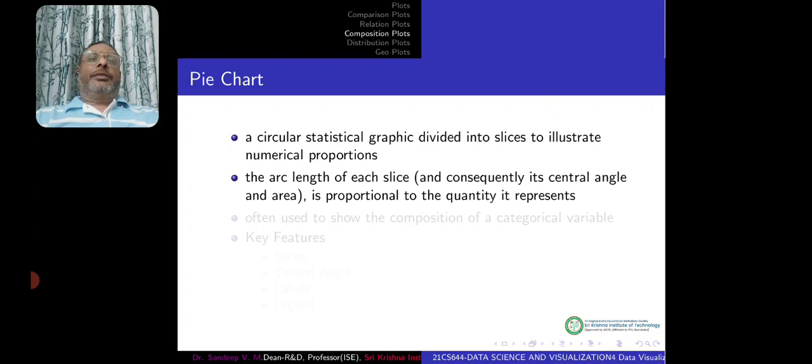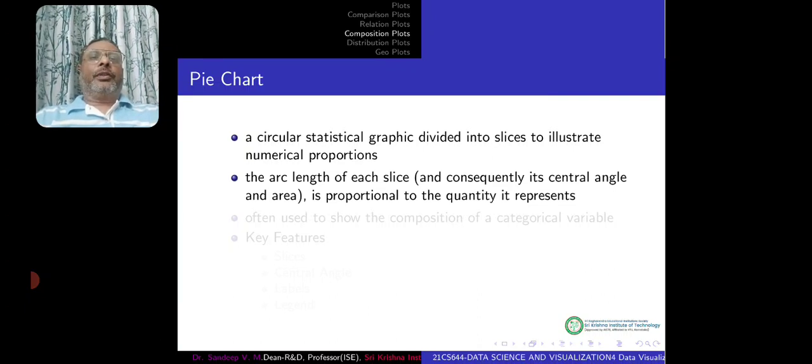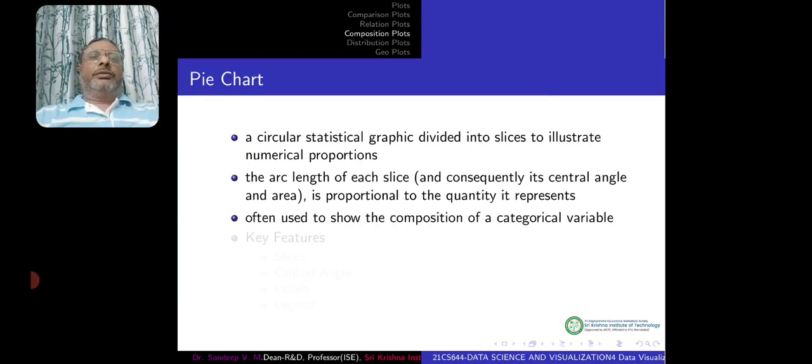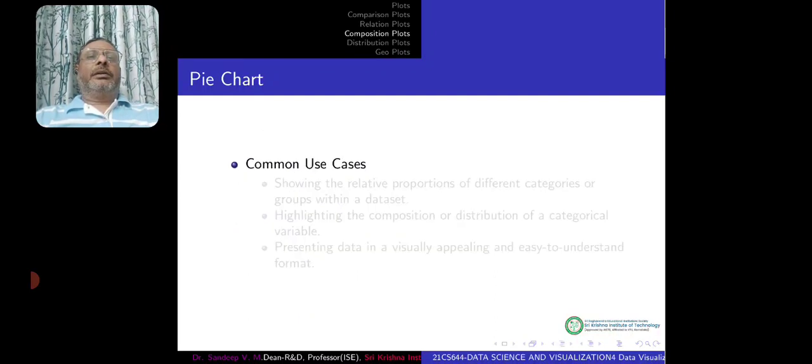The arc length of each slice, or in other words the central angle and the area, is proportional to the quantity it represents. Often it is used to show the composition of a categorical variable, and the key features here are the slices of a circular disc, the central angle, the labels of each portion or slice, and the legend.